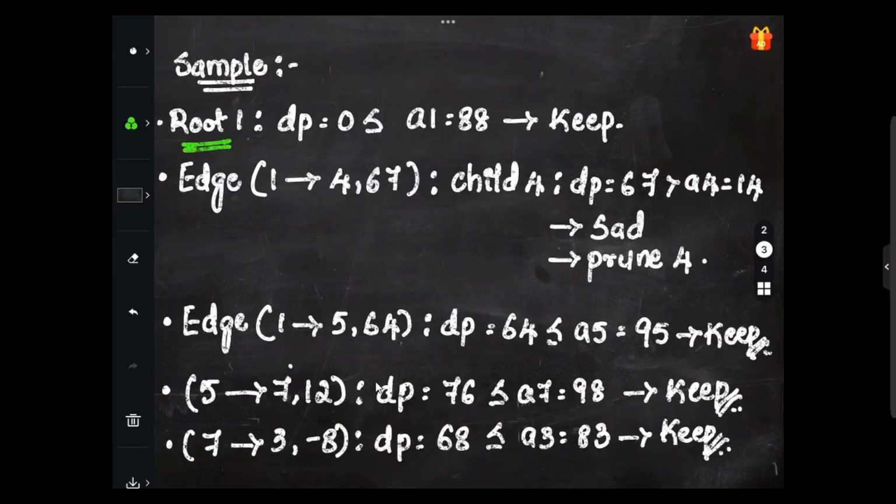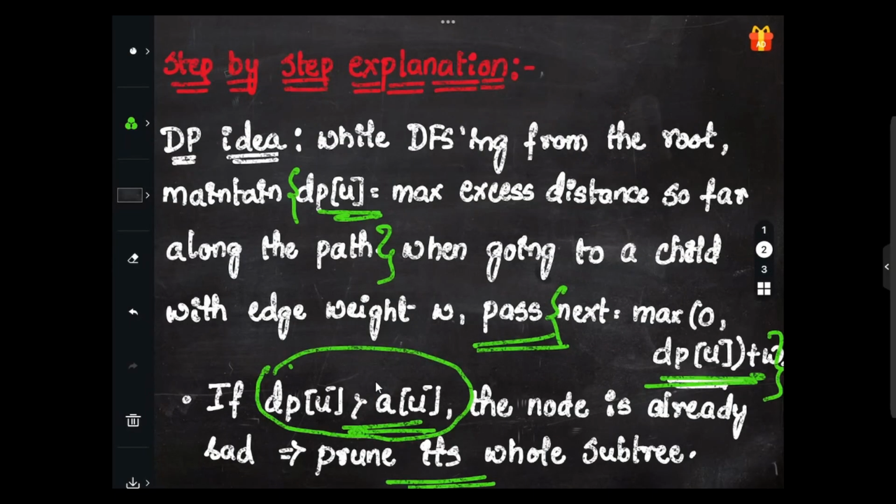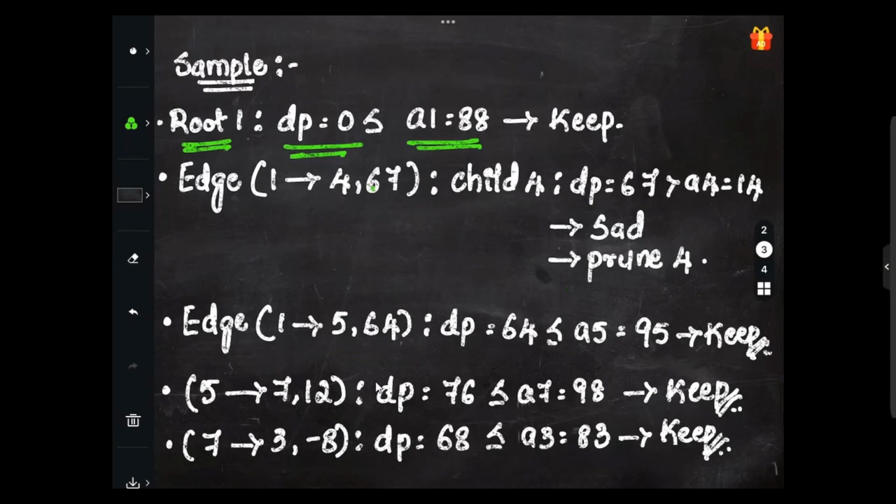Let's go with the sample here. Root 1, dp equals 0, and we check that it is less than or equal to a1, which is 88. That is the first value in the input, so we will keep this one, because 0 is quite obviously less than or equal to 88.